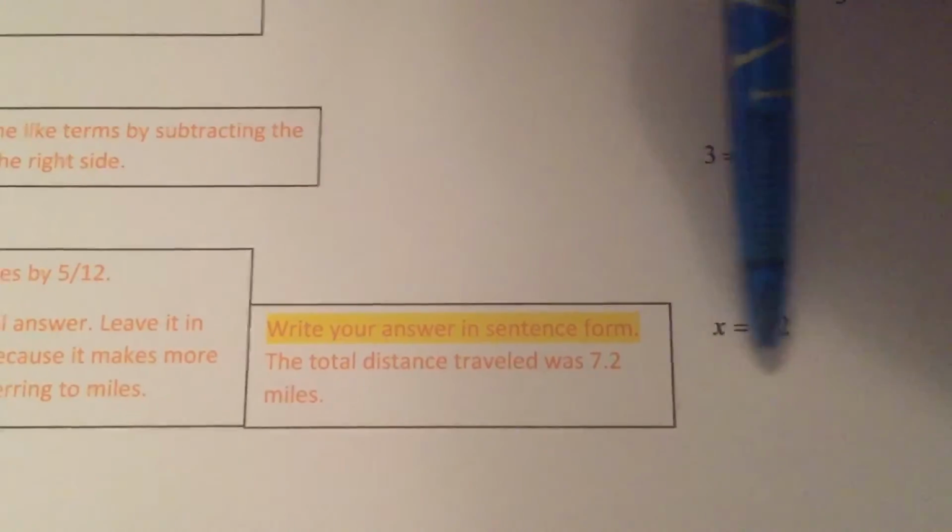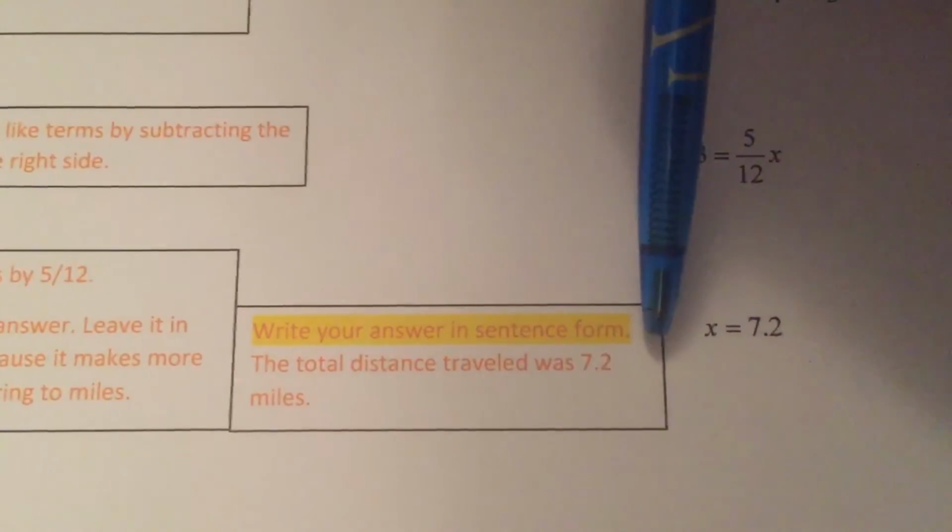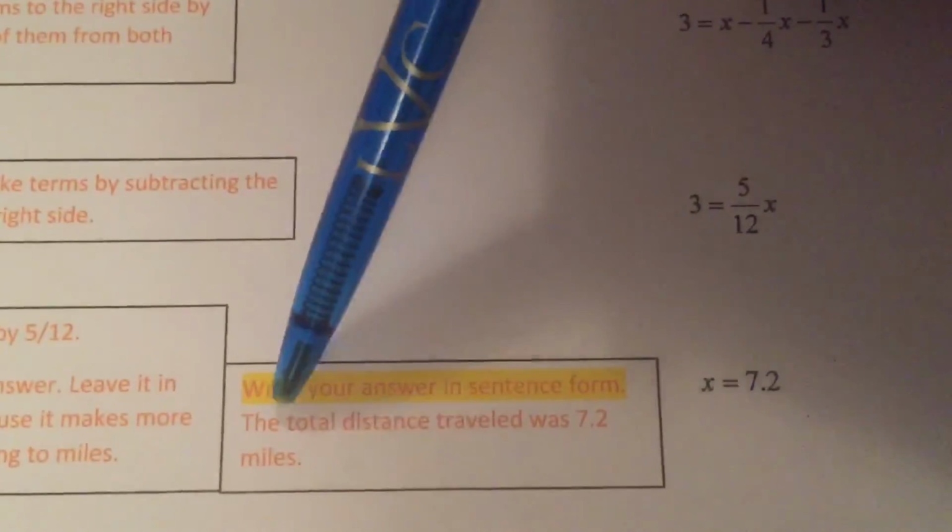So that's why I left it in decimal form, and then you write your answer in sentence form always for a word problem. So the total distance traveled was 7.2 miles, and that's the end.